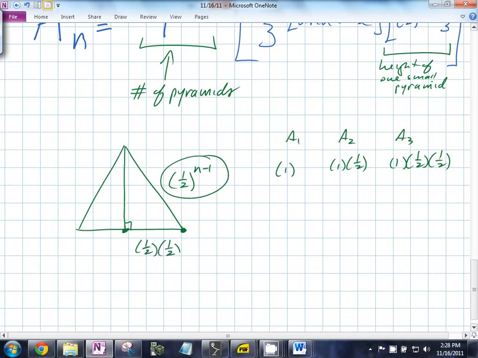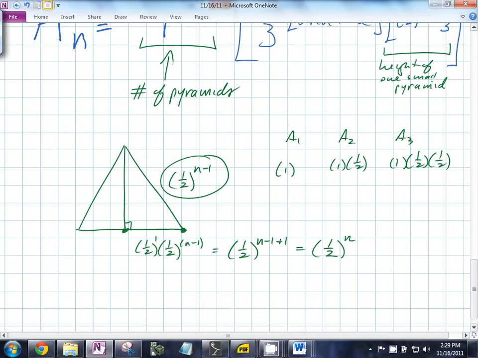What's the power of 1/2 right there? What do you do when you have the same bases? We did this earlier in the course. What do you do with the powers? So what do you get? 1/2 to the n minus 1 plus 1, which is what? 1/2 to the n. Are you okay with that? Okay, we're getting there, everybody. We have 1/2 to the n.